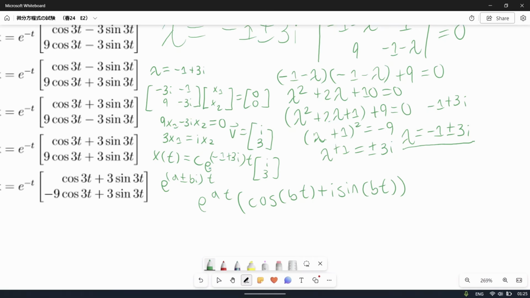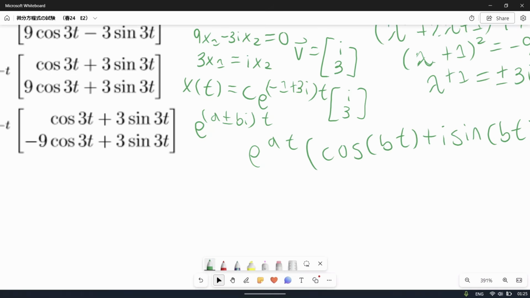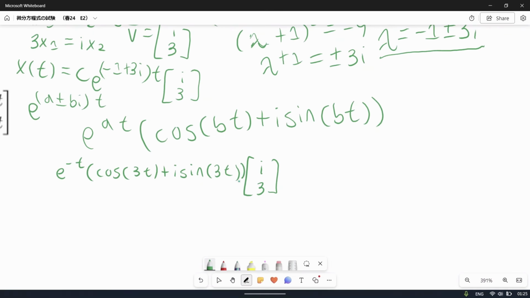So if we plug this into Euler's identity, we end up with a new term that looks like e to the -t times (cosine of 3t plus i sine of 3t) times the corresponding eigenvector of i and 3. I forgot a parenthesis there. The two parts that we have to generate from this are going to be a real part and an imaginary part, and I'm going to start with the real part.